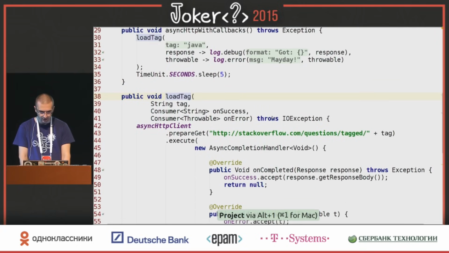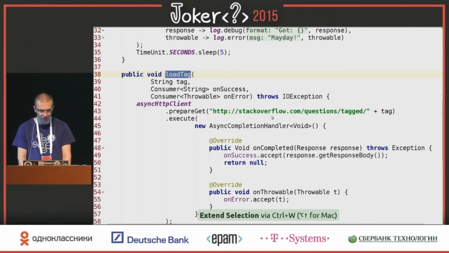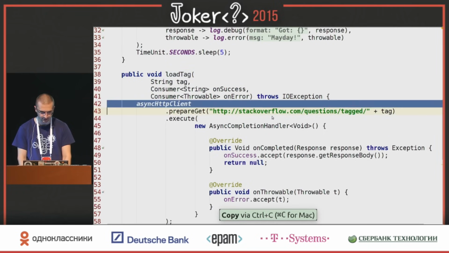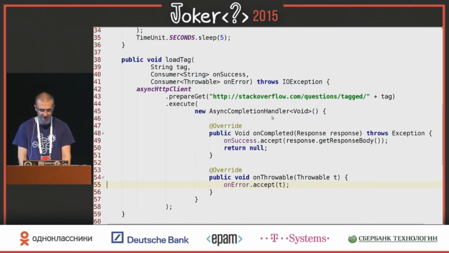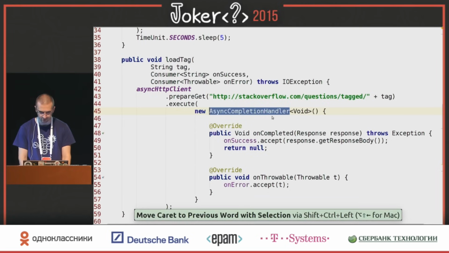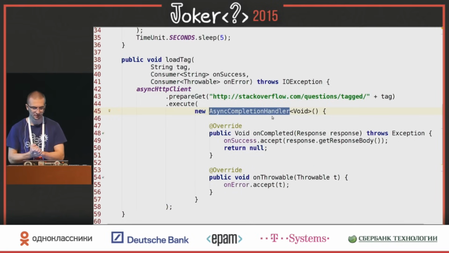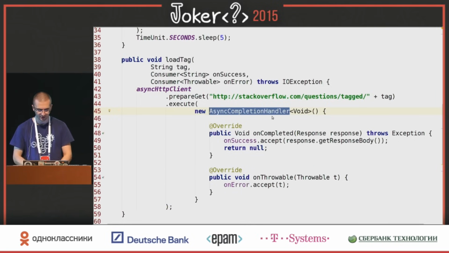Okay, so here we have a method called loadTag, which is pretty much just asking for questions from Stack Overflow. You can see it here, and I'm using an asynchronous HTTP client. The reason it's asynchronous is that rather than returning a result, it asks you to provide an async completion handler. This is just some API, an example. We are not really studying this API itself. But what we want to do is see how we can replace callback-based APIs with future-based APIs.